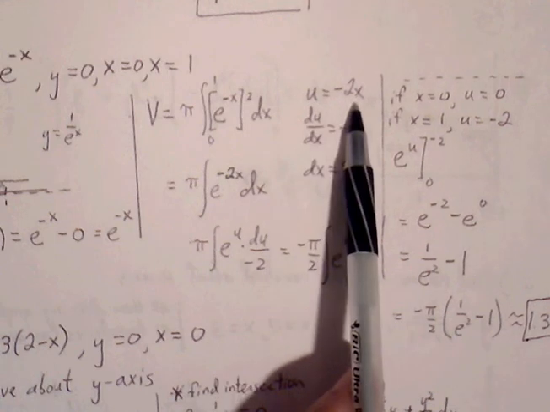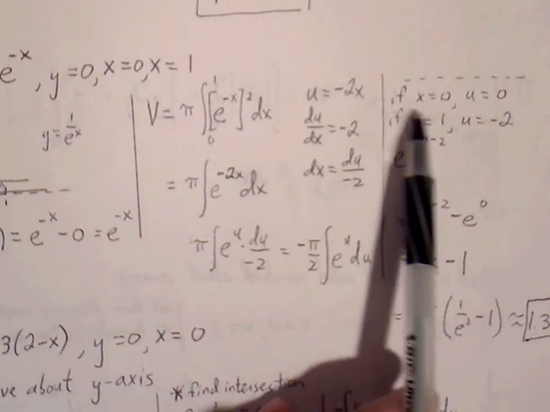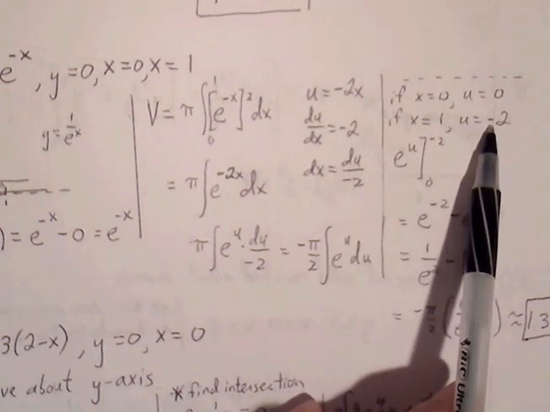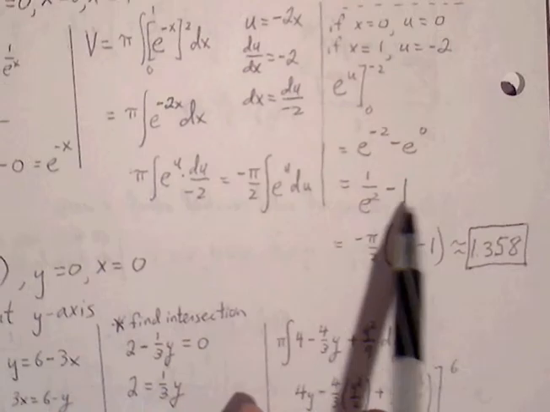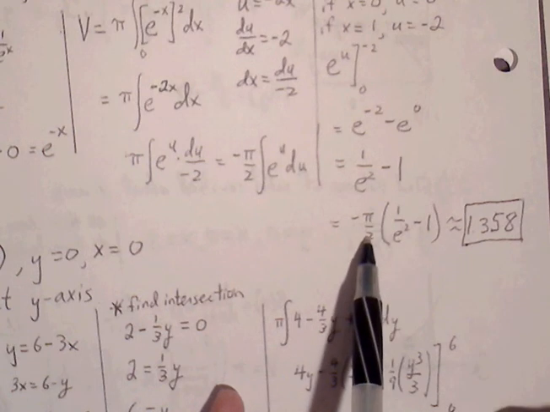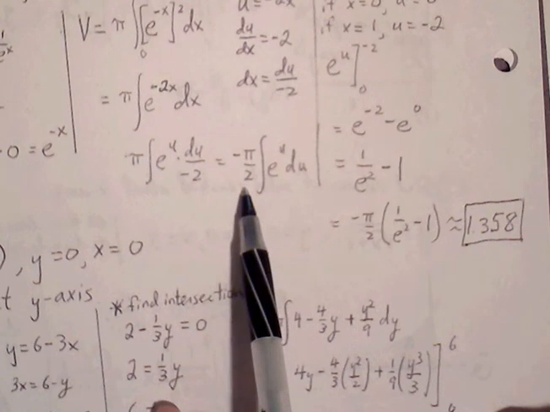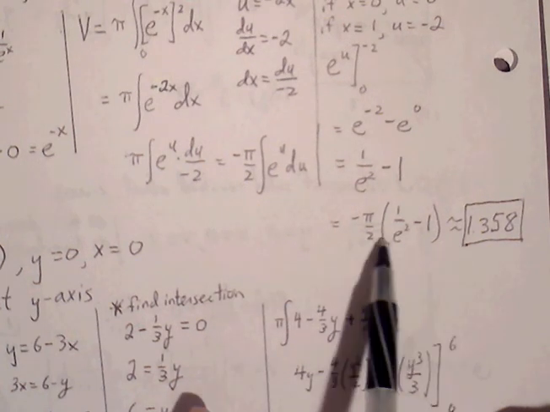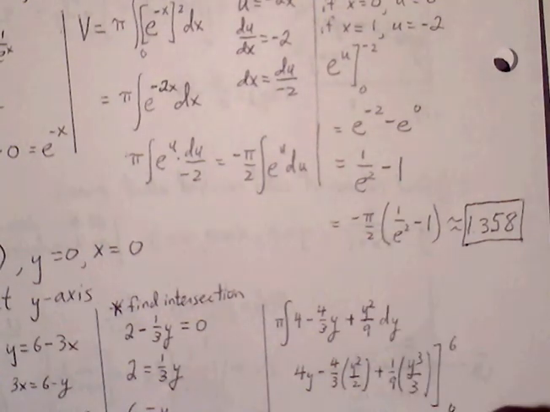So plug in 0 in for x, we still get 0. Plug in 1 in for x, we're going to get u is equal to negative 2. Upper bound minus lower bound, so e to the negative 2 minus e to the 0. This simplifies to be 1 over e squared minus 1. And we don't want to forget the coefficient of negative pi over 2. And we can simplify that or use our calculator to get a decimal answer 1.358.